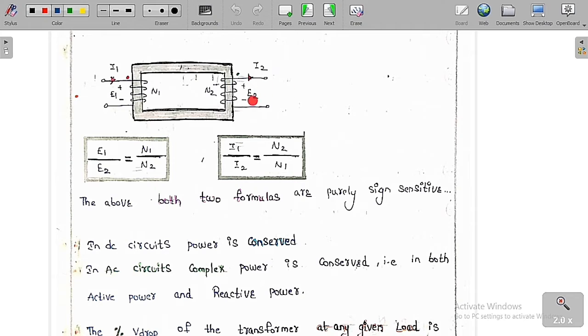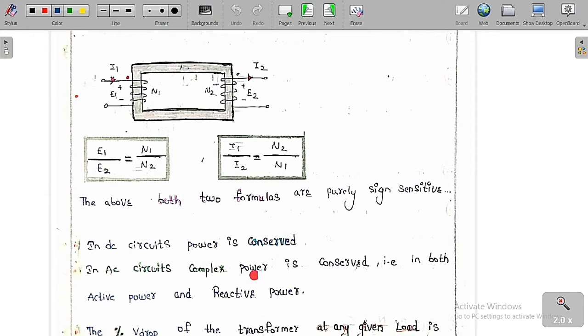Suppose I take I2 as going inside, then it is a negative value. There is a reason. These are called sign sensitive equations. The above two formulas are purely sign sensitive. So this is the convention that you always have to follow. If you take the reverse, then you have to take the negative value there. So this is the sign convention that we are always going to follow, which is E1 by E2 is equal to N1 by N2, and I1 by I2 is equal to N2 by N1.